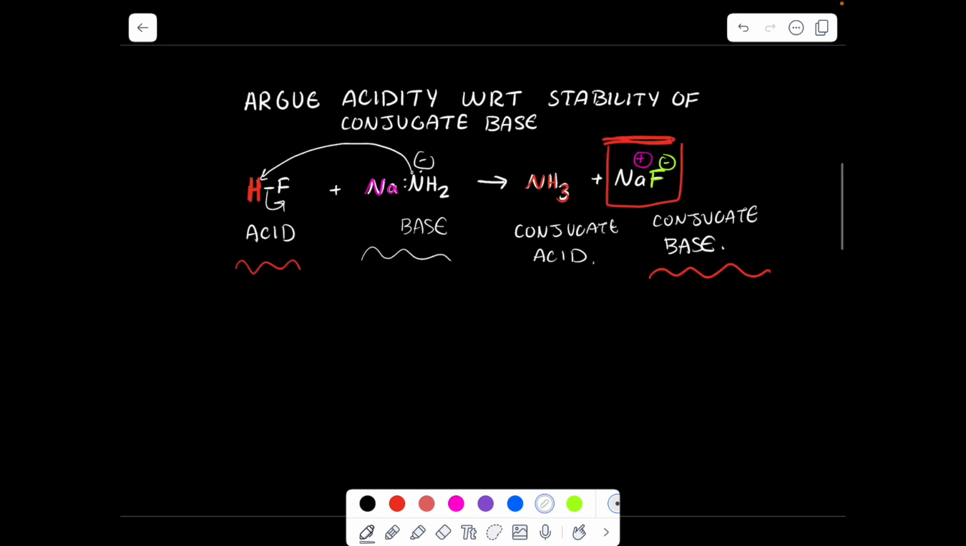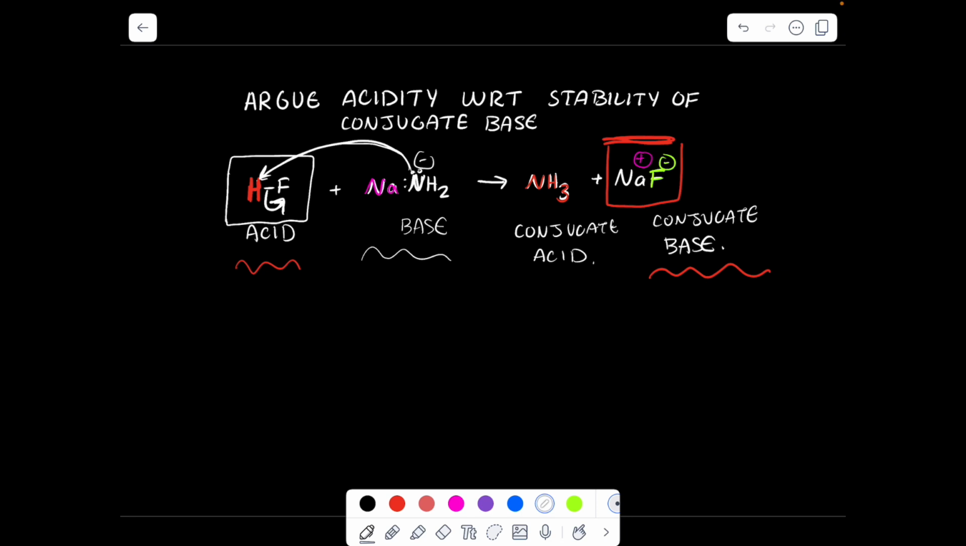So, if we're going to argue acidity with respect to the stability of the conjugate base, we need to look at, okay, what is the conjugate base? So let's go back to the basics. An acid, so for example, in this reaction, HF, the hydrogen would be the proton that is going to be extracted by the base, where we have the NH2, one of its lone pairs is going to go to and attack the hydrogen, to out onto the fluorine.